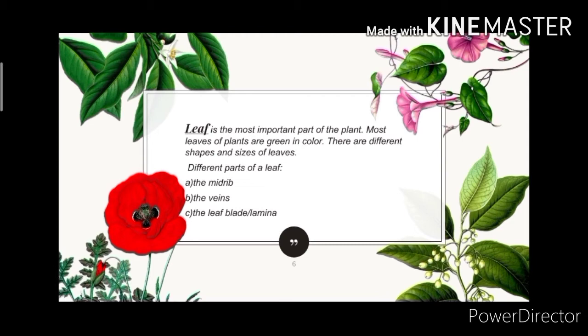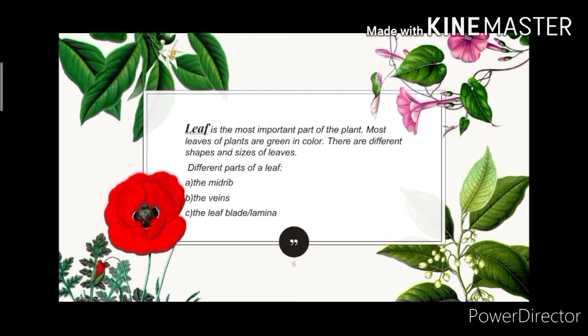Now let's discuss the midrib, and after that we will discuss the rest. What is a midrib? Midrib is a thick stalk-like portion which keeps the leaf stiff and flat and prevents it from drooping. That is what is known as midrib.